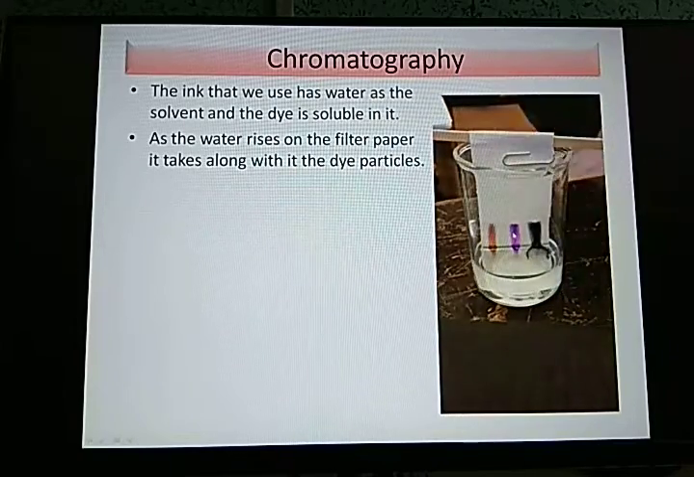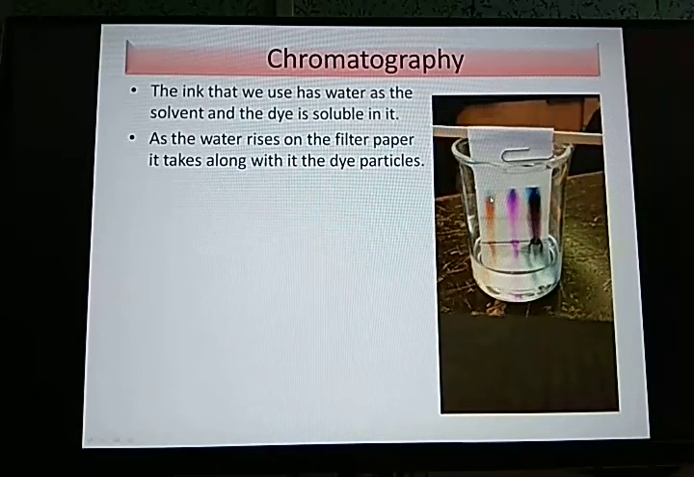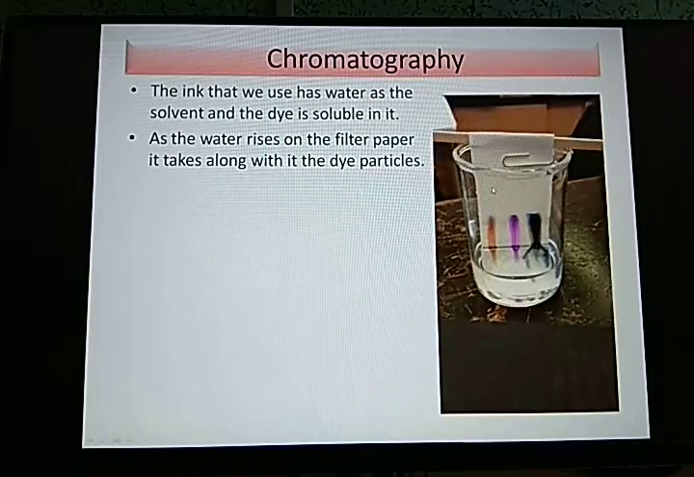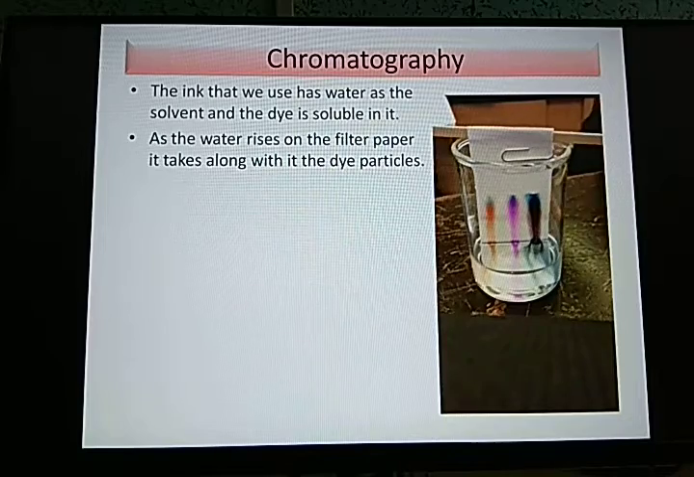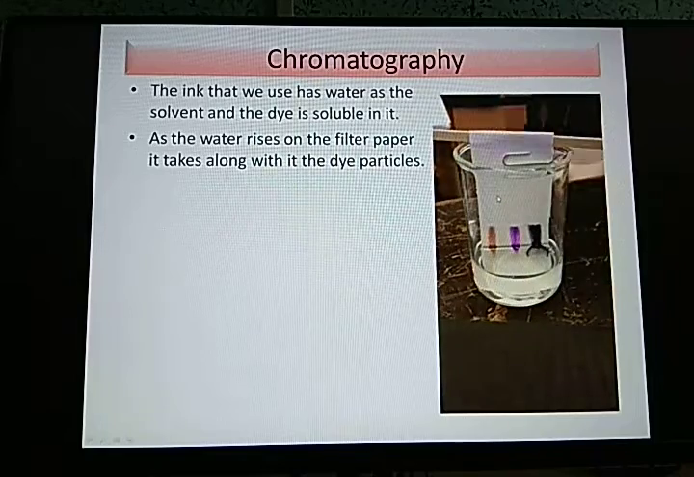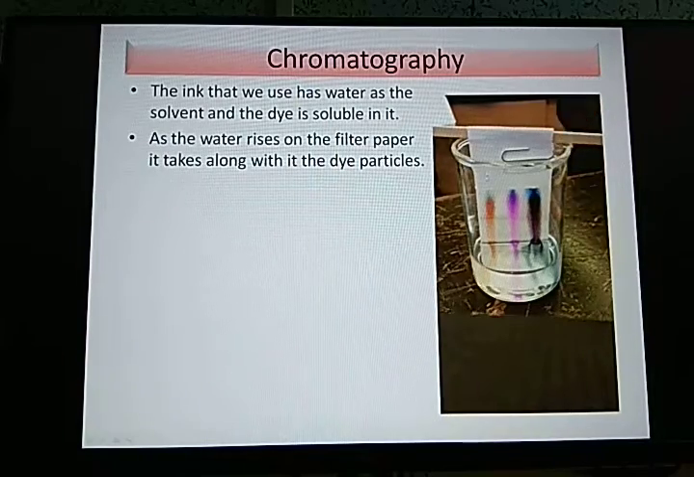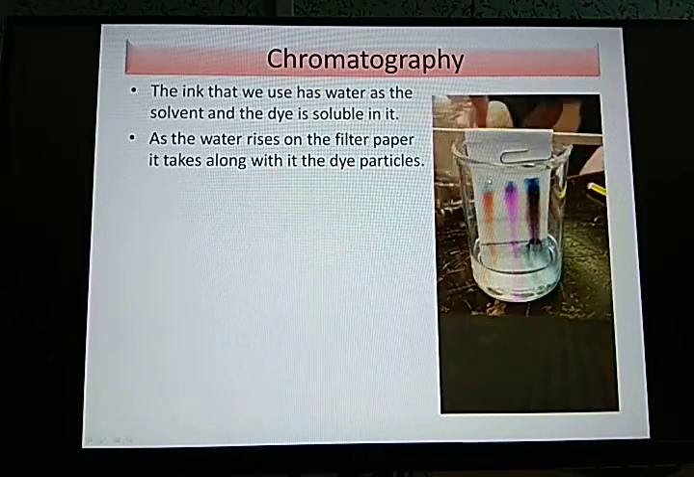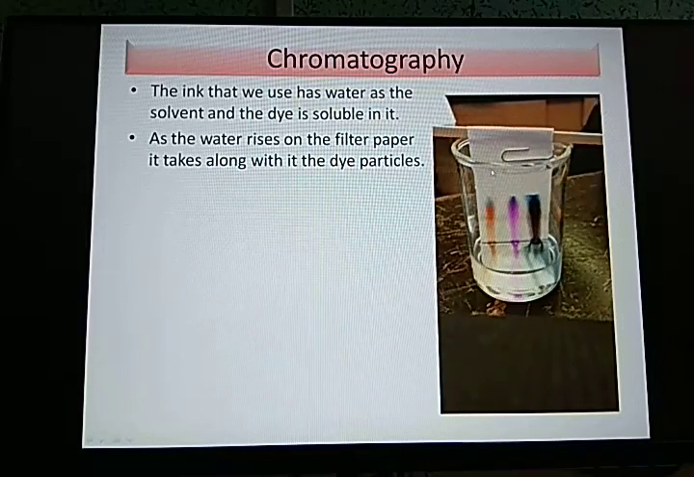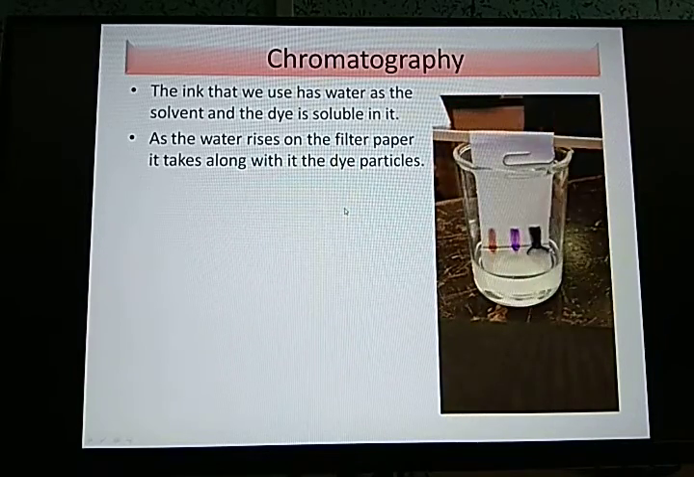As you can see, as the dye separates out, it will show you the different solutes present in that dye, and depending upon the solubility of the different solutes, you can see different patterns of colors. So the solute which has greater solubility will rise to the top, and the solute having lesser solubility will be at the bottom. So from there we can easily distinguish what colors of dyes were present in that ink. Clear?